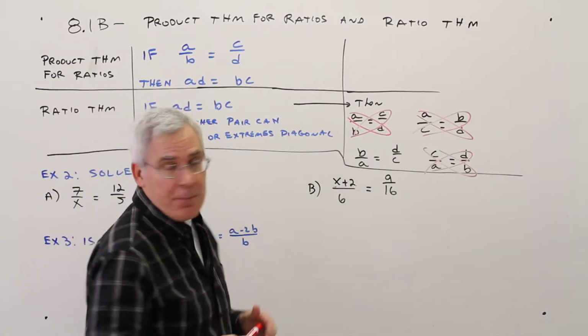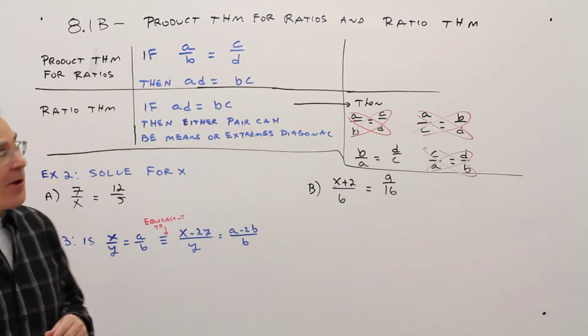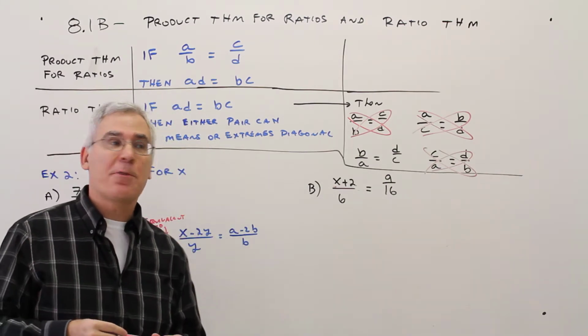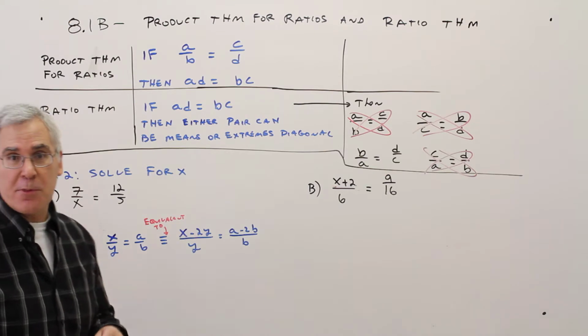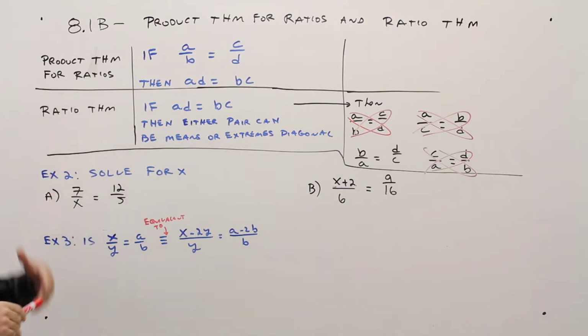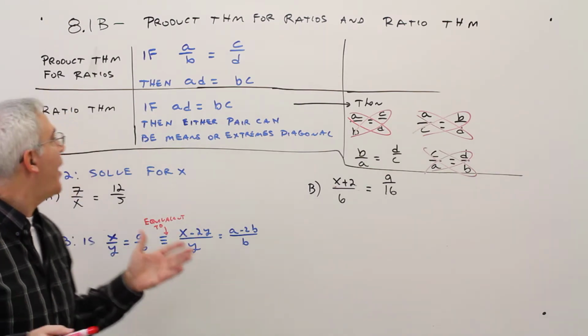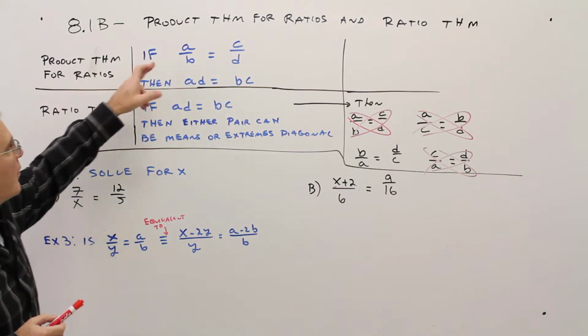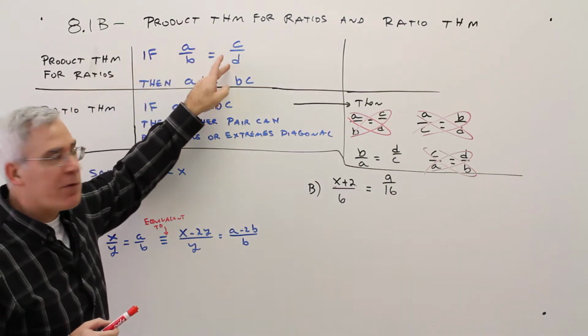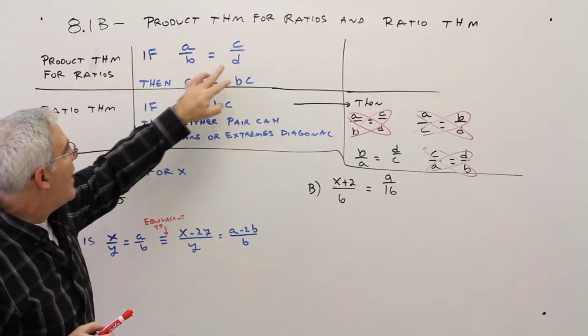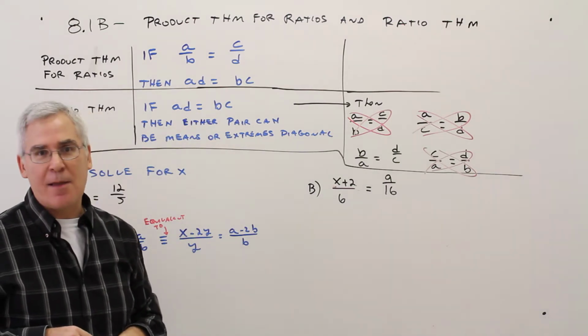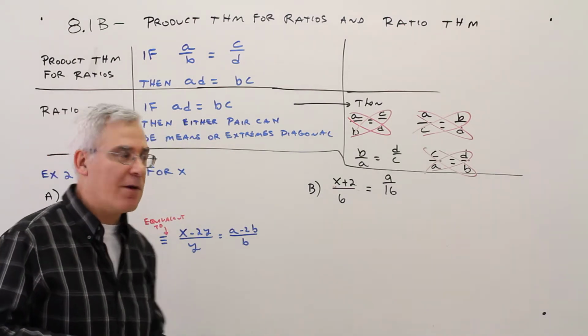Welcome to video 8.1b, the product theorem for ratios and the ratio theorem itself. All right, here's the two theorems, very powerful. First one, you already know, it's called cross multiplying, product theorem for ratios. If A over B equals C over D, then A times D equals B times C. You've done that for years and years.